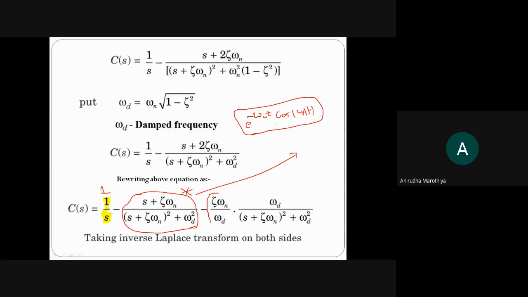In the same way, this term is nothing but a constant term, so that will remain as it is. So minus zeta omega n whole divided by omega d will come, multiplied by this particular term. What will be its inverse Laplace? Sir, e to power minus zeta omega n t into sine of omega d t. Very good. This is very important. That is the reason I told you to revise Laplace transform. If you apply that logic, you will get this as an output. Look, exactly the same expression.